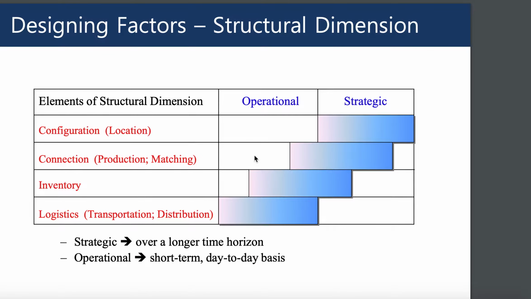Now, what about the designing factors? We want to classify configuration, connection, inventory, and logistics into operational and strategic. Configuration is basically about location in supply chain management. It is pretty much about where you are going to place your manufacturing and where you are going to sell to. It is highly strategic. This is because iPhone has to decide whether it is going to sell to a particular market or not before making this decision.